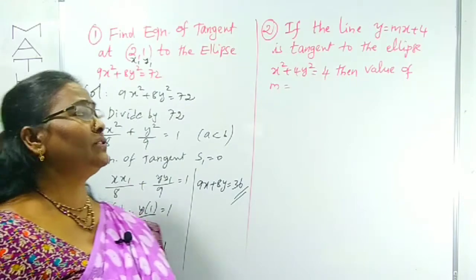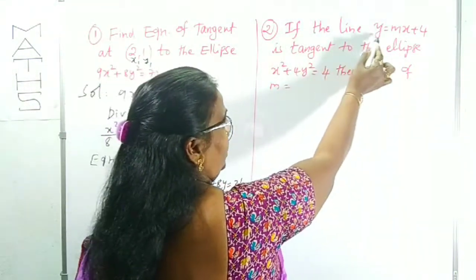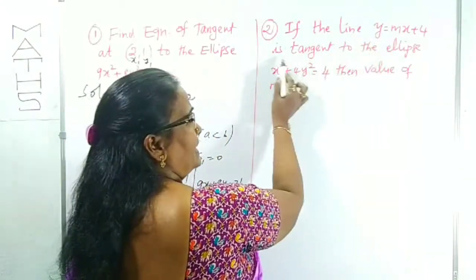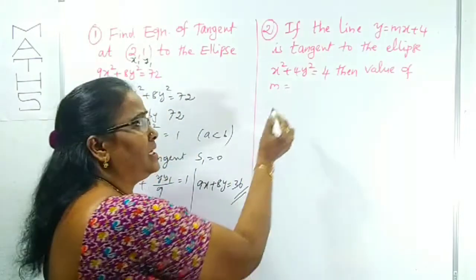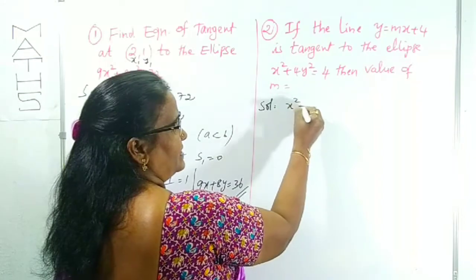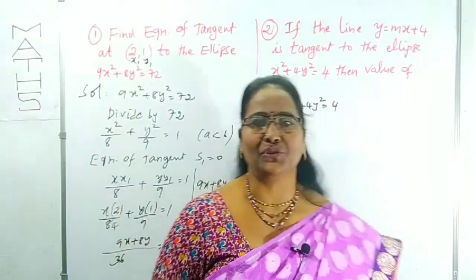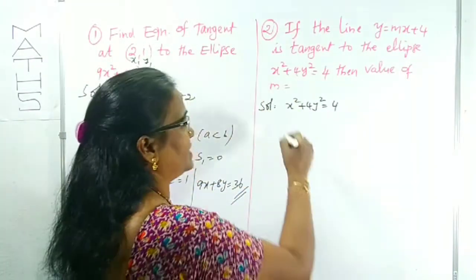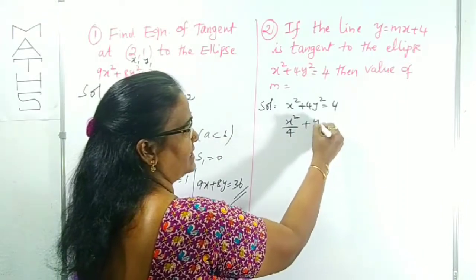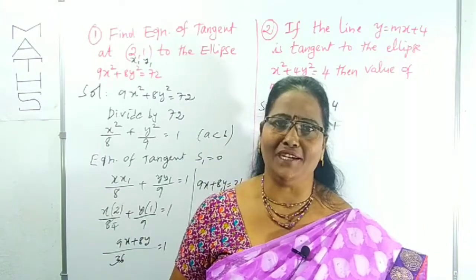Now come to question number 2. If the line y equals mx plus 4 is tangent to the ellipse, what is this ellipse? We can rewrite it first: x square plus 4y square is equal to 4. Divide by 4 to reduce the right side to 1. Therefore, this is x square by 4 plus, 4 gets cancelled, y square by 1 equals 1. This is clearly the standard form.